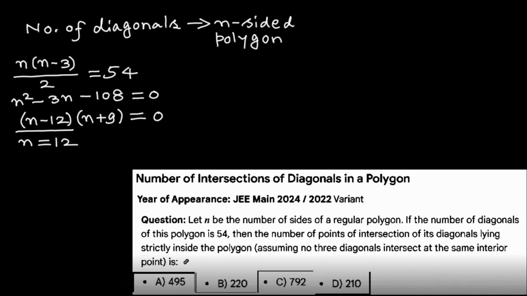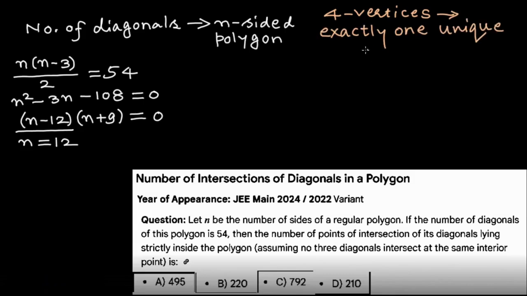Next, we have to find the number of points of intersection of its diagonals lying inside the polygon. We will use the fact that 4 vertices of a polygon generate exactly one unique intersection strictly inside the polygon. Here we can't consider any triangle because triangles do not have diagonals.